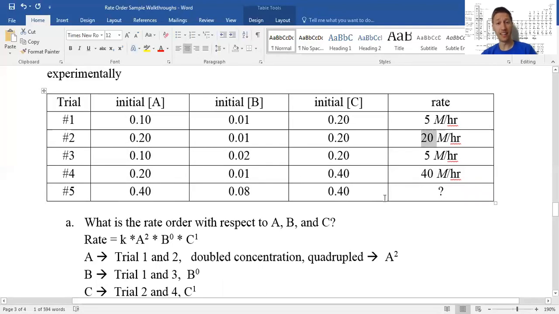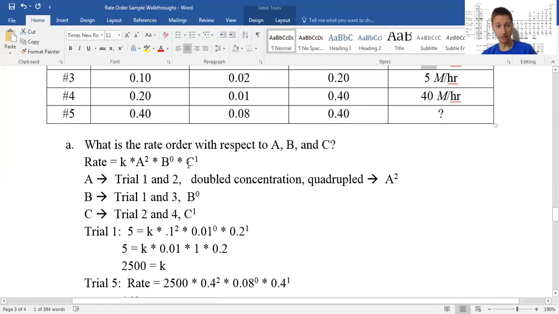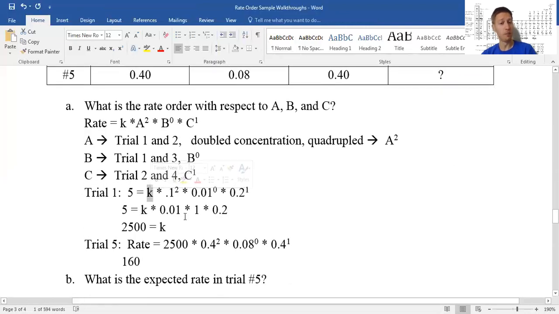So when you want to find a missing constant, what you do is you find the rate order for everybody, solve for K, picking any trial. Once you find the rate order, how they all affect it, you can just put their concentrations in. So here's A from trial 1, here's B's concentration from trial 1, here's C's from trial 1, and then you can find the missing K and then use that K for any other trial.